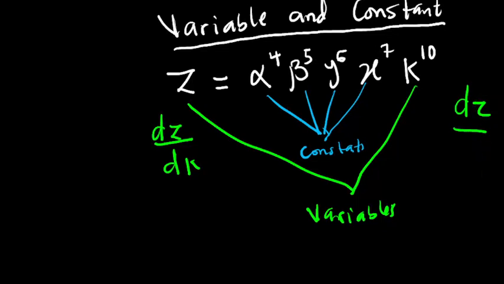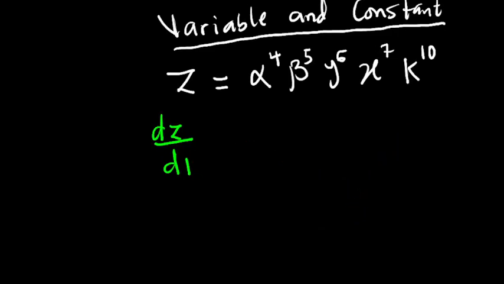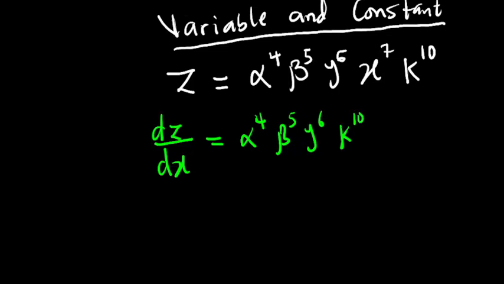Now, let me do different examples. Let me start from the z dx. Once I'm asking you to find the z dx, that means every other thing is constant. I will be applying the concept of differentiation only on x.